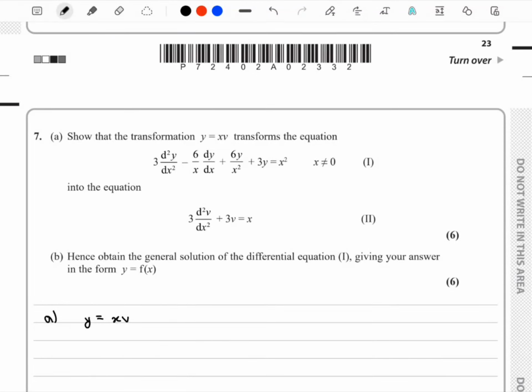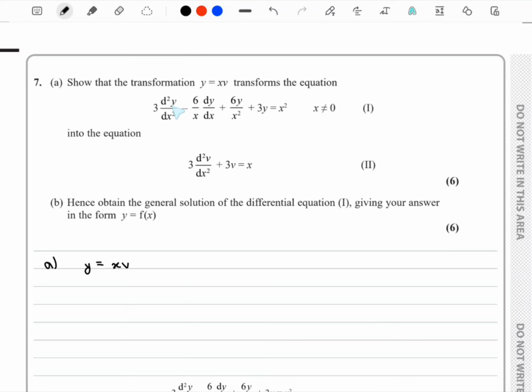We have this question over here about transformations. We are given the transformation y equals xv, and we are given in part A to turn this equation in terms of y and x into this equation in terms of v and x. So we have to remove y from this using this transformation we are given.